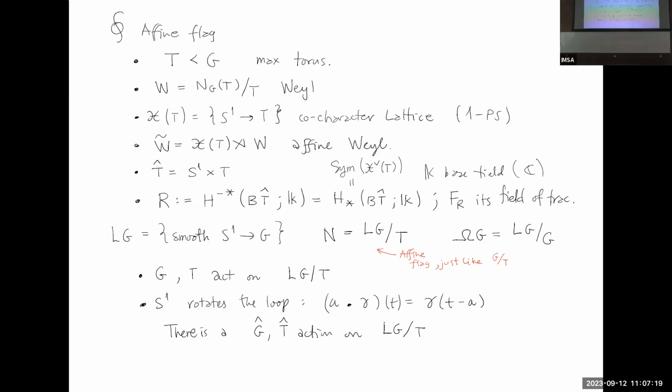Okay, and then the Weyl group is going to be the finite type of symmetry, so the discrete symmetries in this particular case. And so the affine Weyl group is exactly this semi-direct product of the co-character lattice with the Weyl group. And I'm going to be working with this T-hat torus.